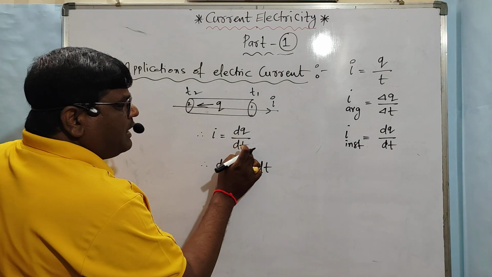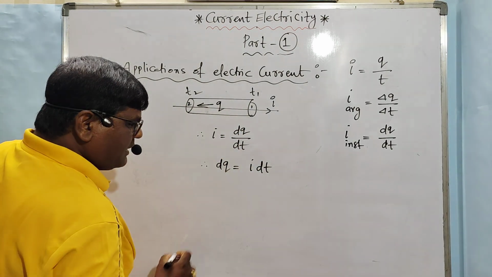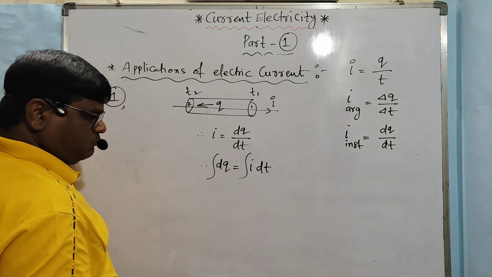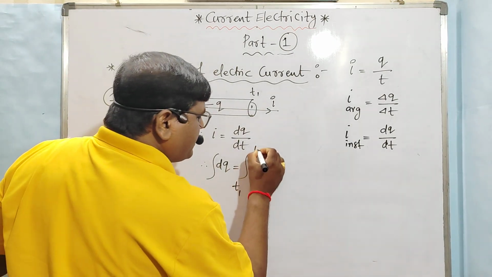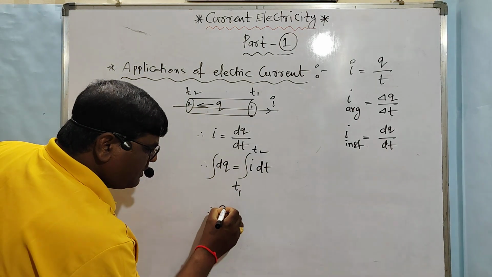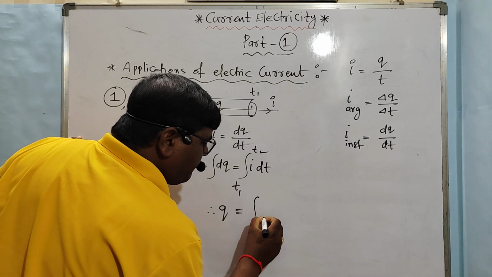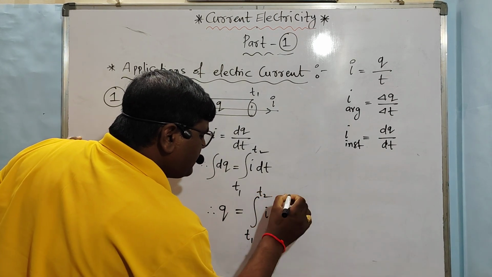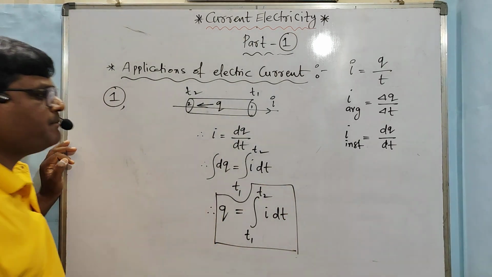According to this formula dq by dt, we can write dq is equal to I into dt. If you integrate on both sides, in a time interval where time is changing from t1 seconds to t2 seconds, the integration of dq is equal to q. That is equal to the integration of I into dt from t1 to t2. So this is the first formula.